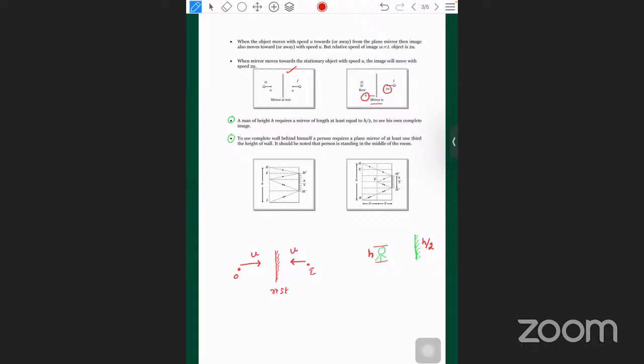Suppose your height is 40 centimeters. To get a complete image of yourself, what should be the minimum mirror height? 20 centimeters. That is the concept. Okay.